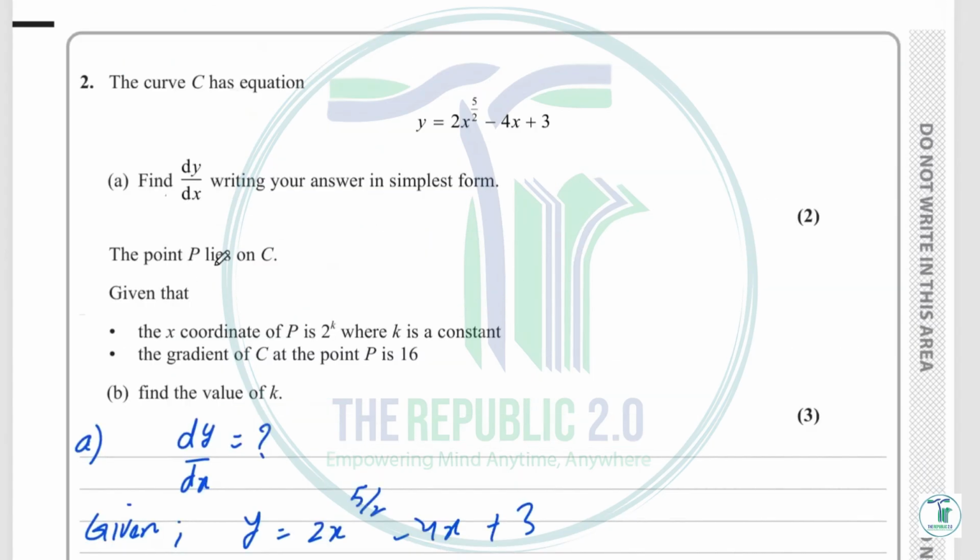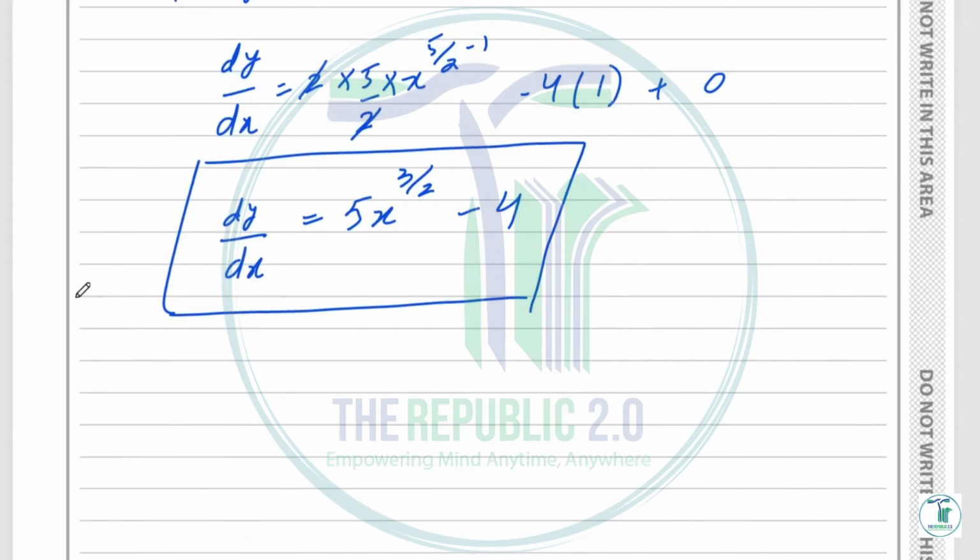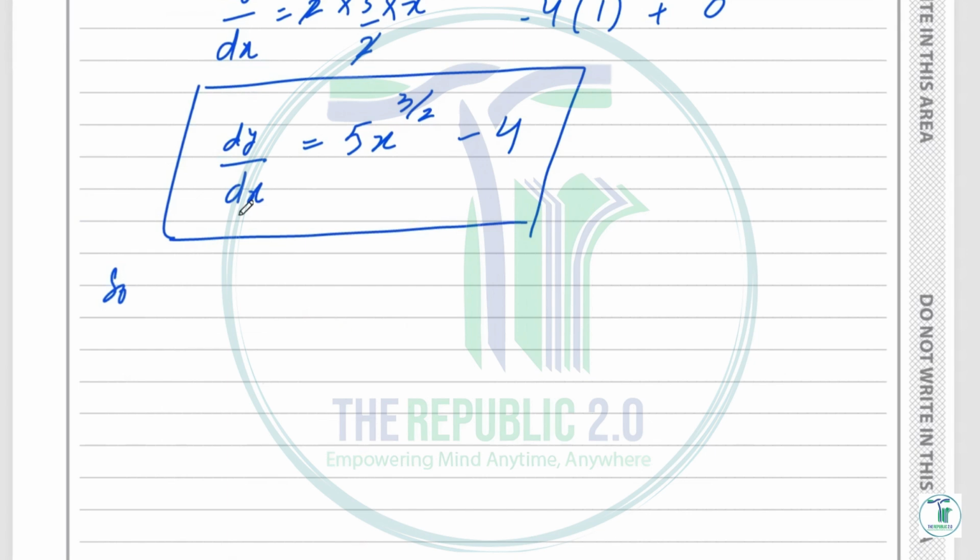Now, the point P lies on the curve. The x coordinate of P is 2 to the power of k, where k is a constant. The gradient of C at the point P is 16. So if the gradient is 16, what I'm going to do is plug in dy upon dx equals 16, equals 5x to the power of 3 by 2, take away 4.